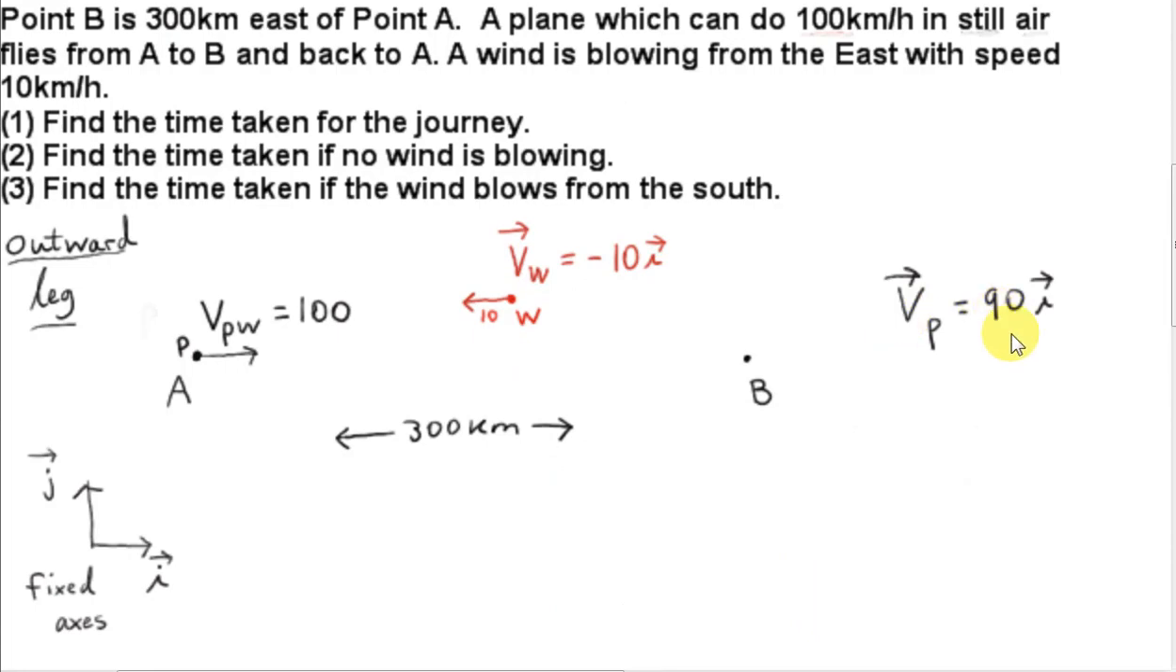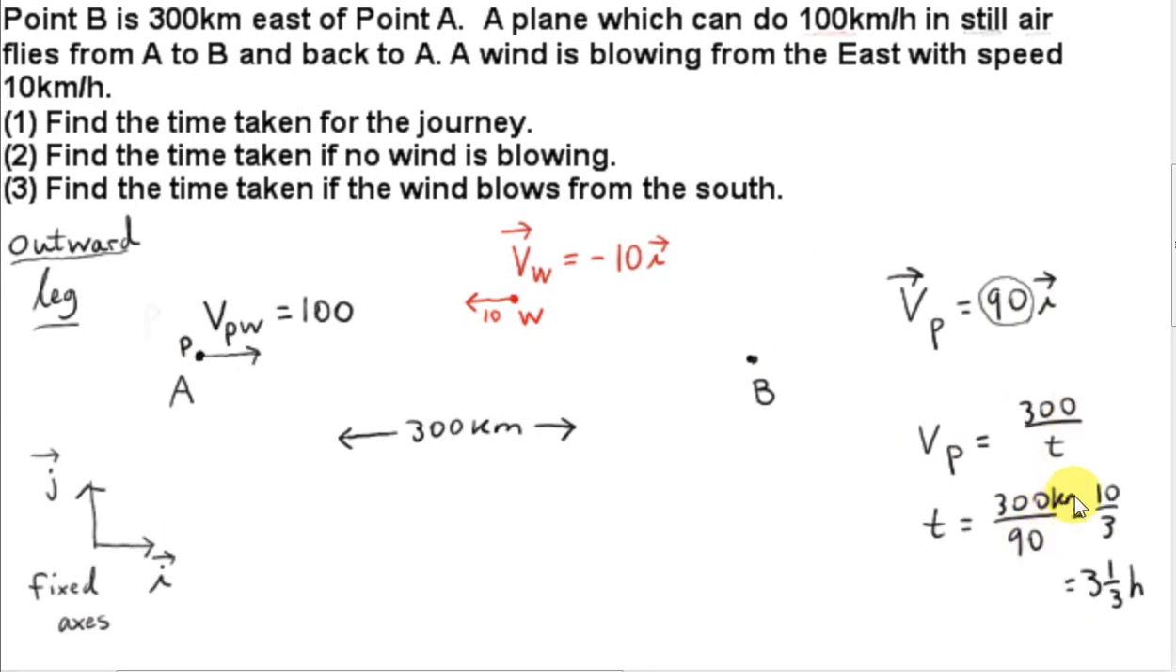Now let's get the time taken for the outward journey. So I will let t stand for the time taken for the plane to go from point A to point B. Since the speed is constant, it's equal to 90, speed is distance travelled divided by time taken. And if we turn that around, we get time taken is distance travelled divided by the speed, which is 90.